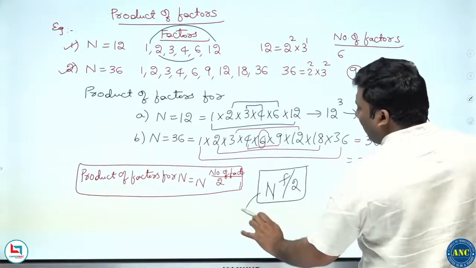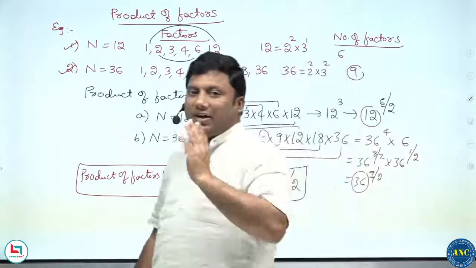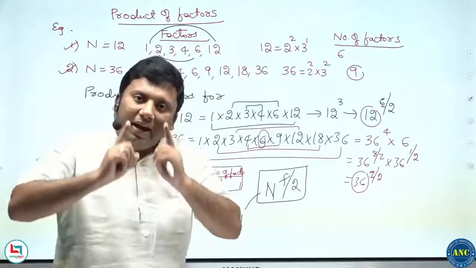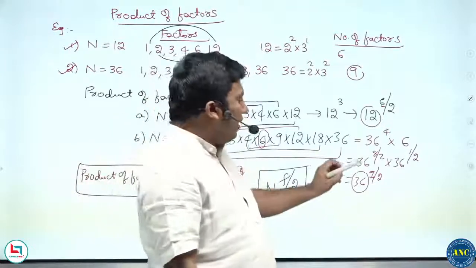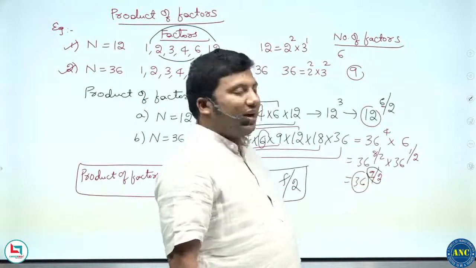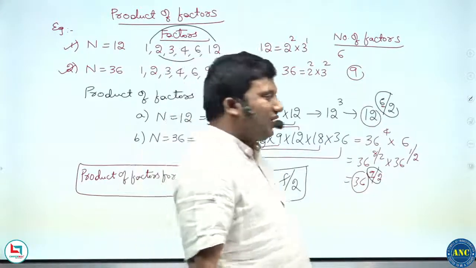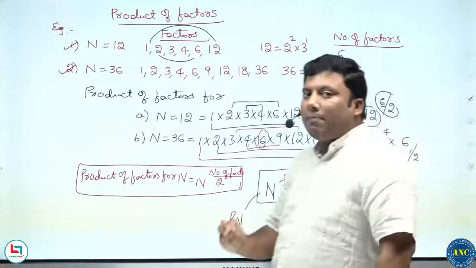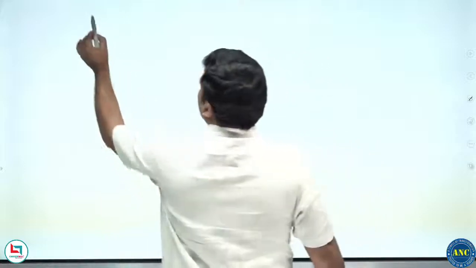Number power number of factors by 2. Please make a note of it. Product of the factors is always given by number power number of factors by 2. Again, make a note in your notebook. If the number is a perfect square, the power will be a fraction. If the number is not a perfect square, the power will be an integer. Product of the factors is given by number power number of factors by 2. Examples.